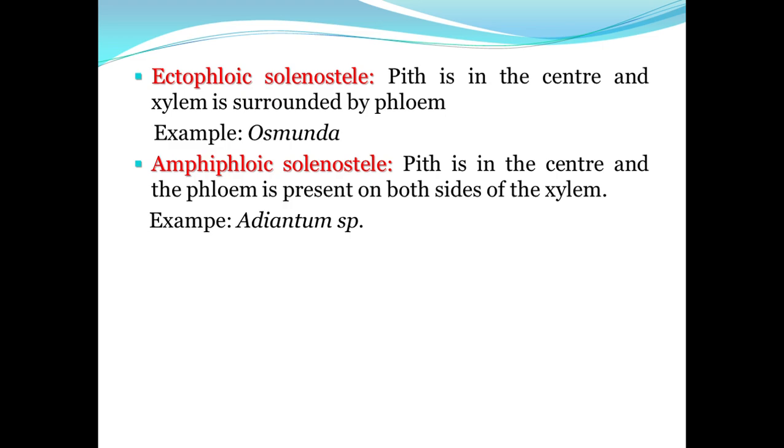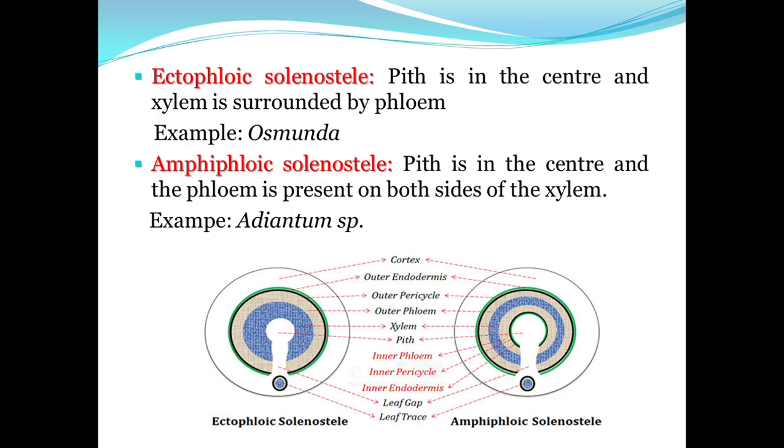What is ectophloic solenostele? Pith is in the center and xylem is surrounded by phloem. For example, Osmunda. And in amphiphloic solenostele, pith is in the center and the phloem is present on both sides of xylem. For example, Adiantum species. So this figure shows how these two steles are different.